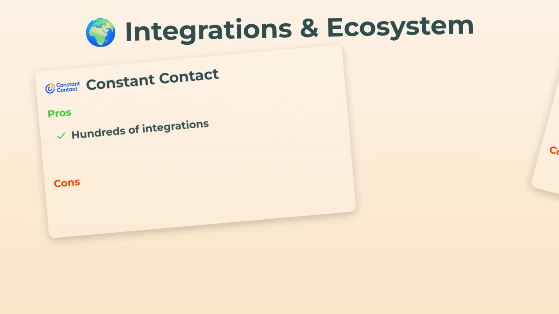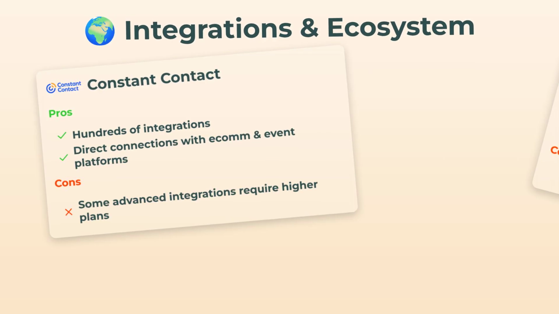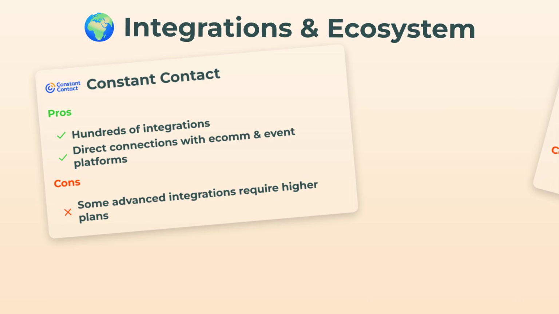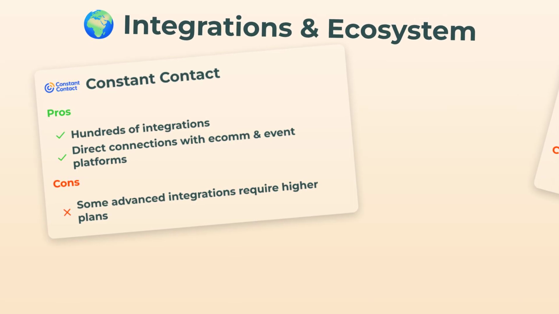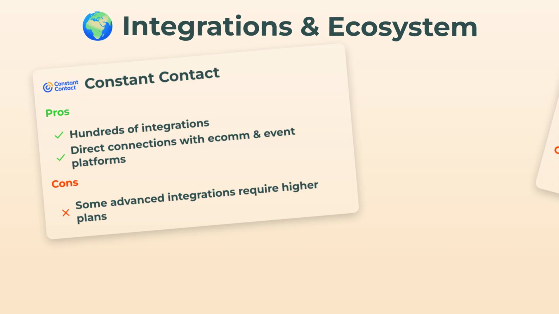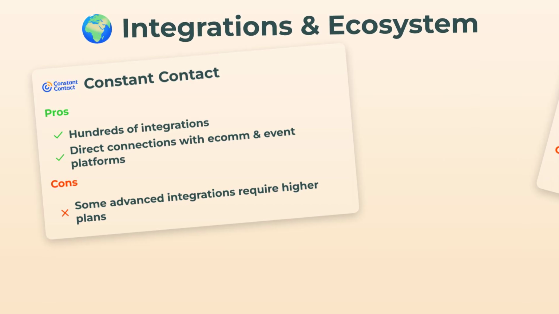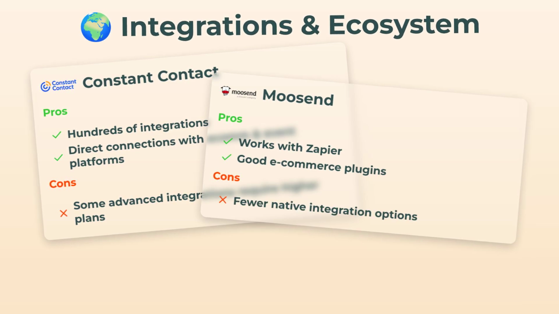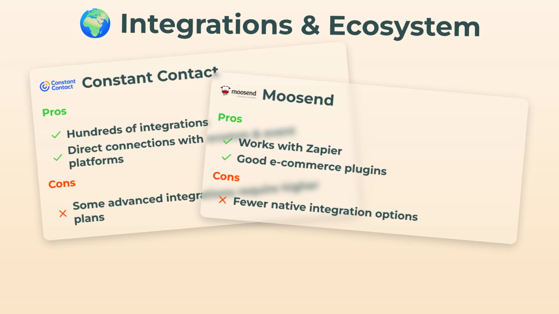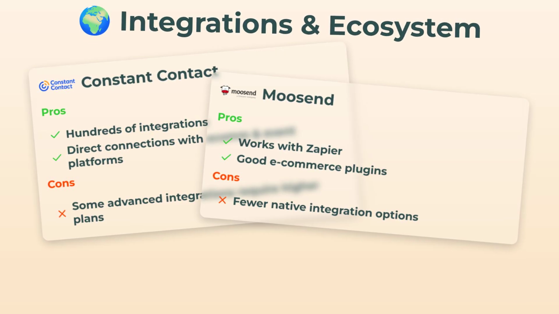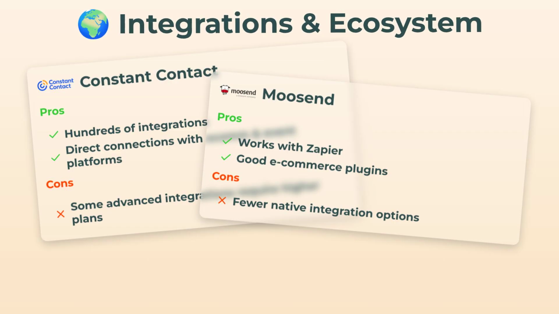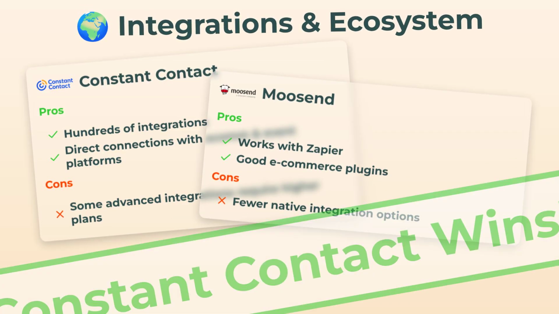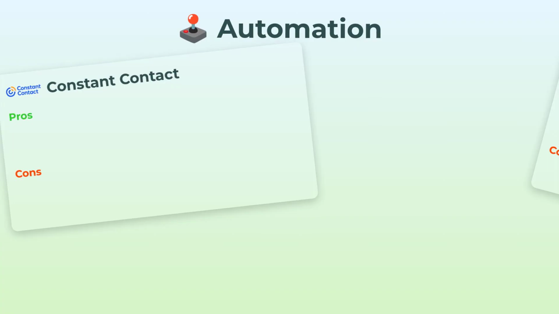Okay, integrations and ecosystem. Constant Contact is like, you want to connect it, you got it. Seriously, hundreds of integrations out of the box, including direct connections to popular e-commerce and event platforms. Though if you want the extra fancy integrations, you'll have to level up your plan. Moosend totally works with Zapier and does a nice job for e-commerce stores, but yeah, their native integrations list is way shorter. So, in terms of who plays nicer with your other business tools, gotta give this one to Constant Contact.